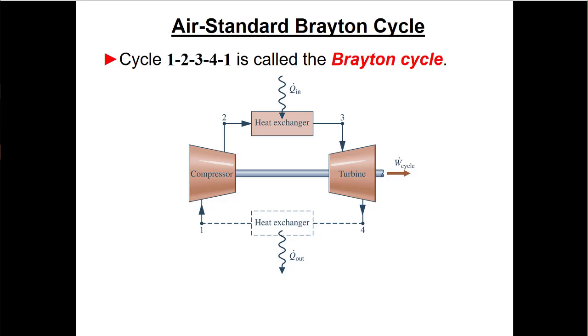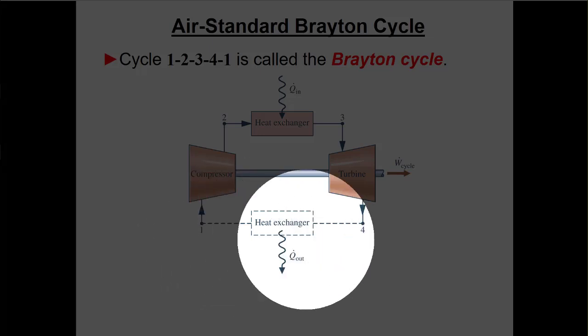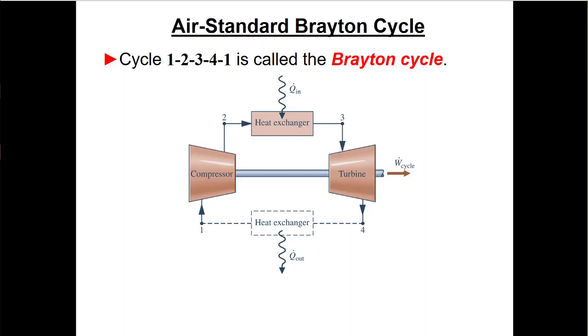So if we want to know how much heat is being rejected in the system, then we would run a first law analysis on this pretend heat exchanger that's really just the environment, right? So we'd have to make some assumptions, and we'd probably get something like Q dot out is equal to m dot times h out, which is h1, minus h in, which is h4.